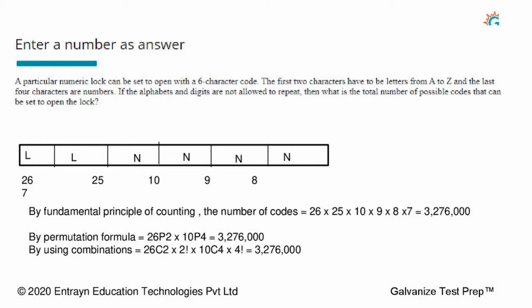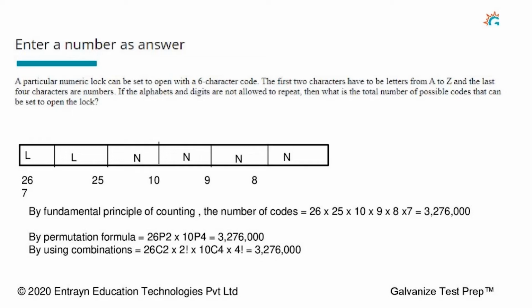That would give me this answer. By permutation formula, out of 26 alphabets, you're going to pick 2 alphabets and then arrange them. That is done in 26P2 ways. And out of 10 digits, you're going to pick 4 digits and arrange them in 10P4 ways. So 3,276,000. That's the answer here.